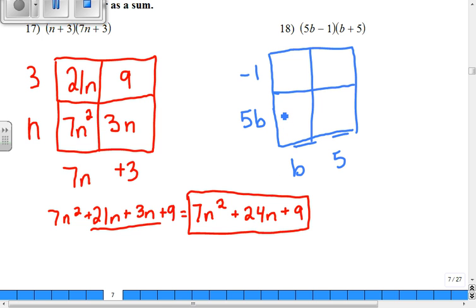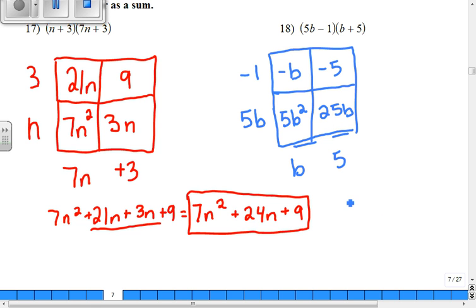5b times b is 5b squared. Negative 1 times b is negative 1b, which is just negative b. Negative 1 times 5 is negative 5. 5 times 5b is 25b.